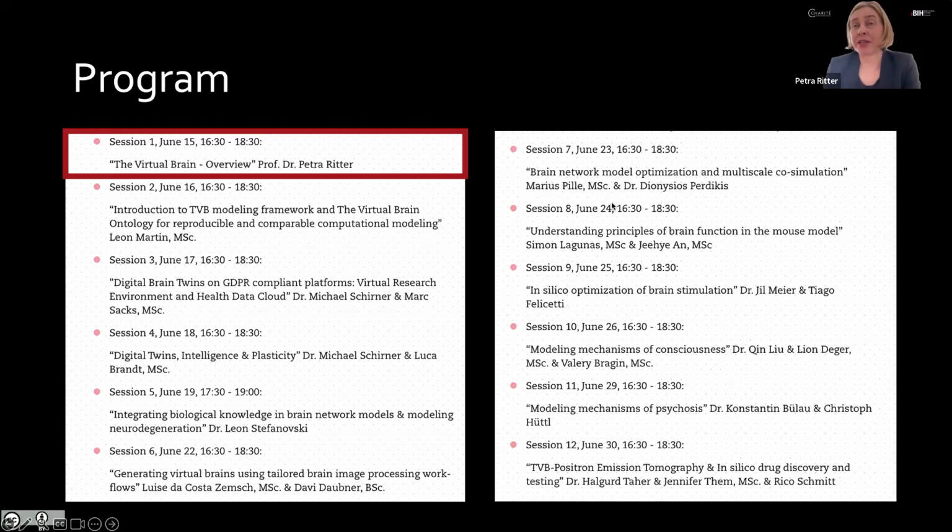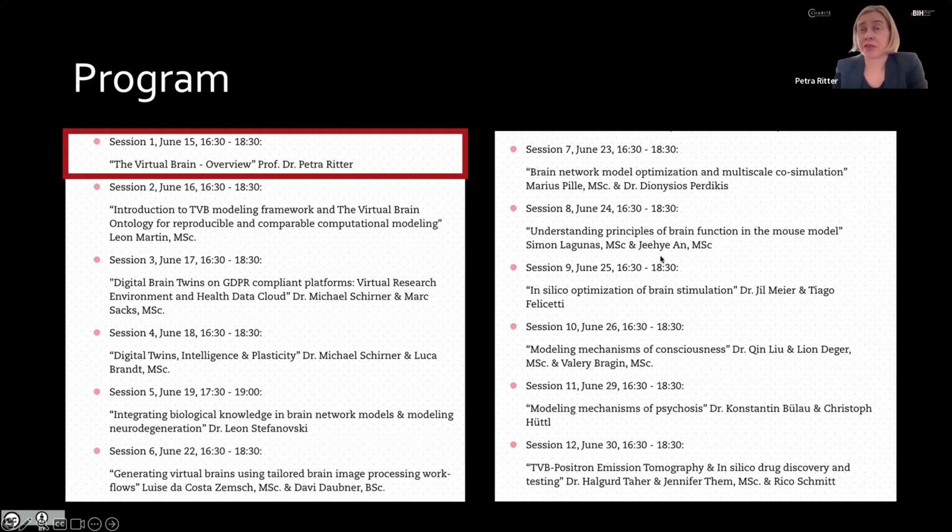Then on June 23rd, we have the topic brain network model optimization and multi-scale co-simulation, where Marius Pille and Dionysios Pedikis provide insights into the latest developments in terms of parameter estimation and parameter search. So how do you infer a model, and how can this be automated and made most efficient?